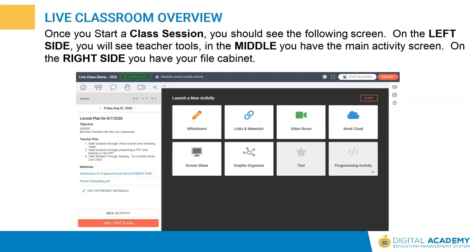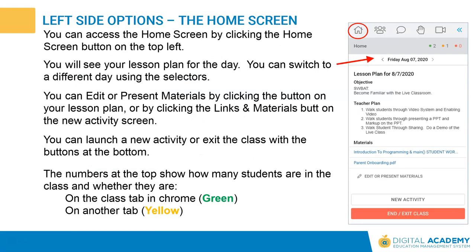Once you launch your classroom, you will see a screen like the one below. On the left side, you have your home page, which by default lists the lesson plan and any materials for the lesson plan. In the middle, you have the Launch a New Activity screen, which is also the area where new activities are displayed. And on the right, you have your file cabinet and access to the Person Finder. Let's look at the left side in more detail.